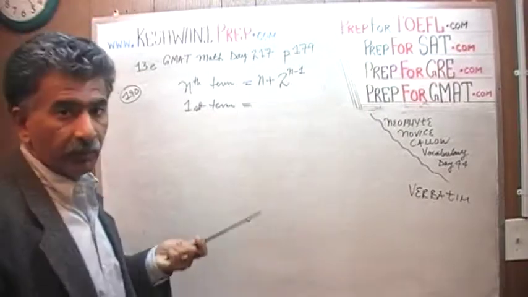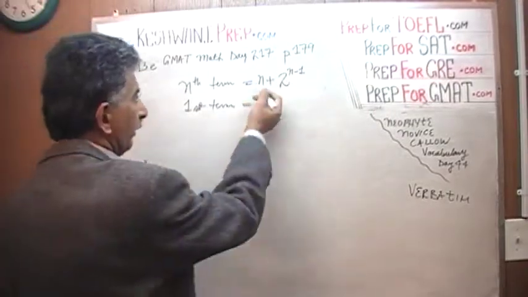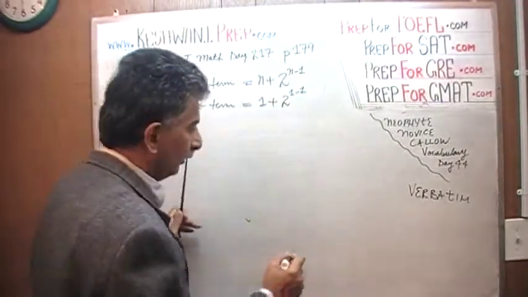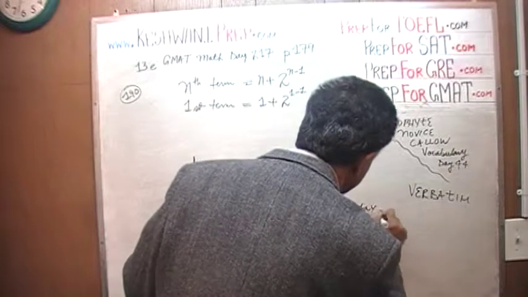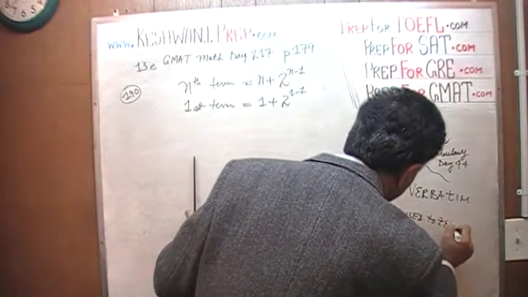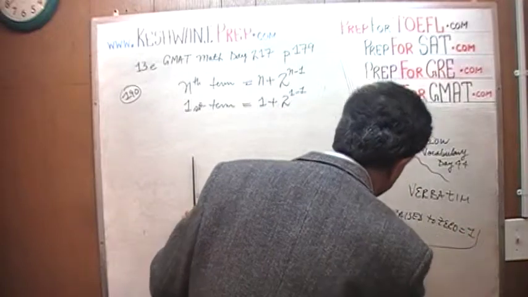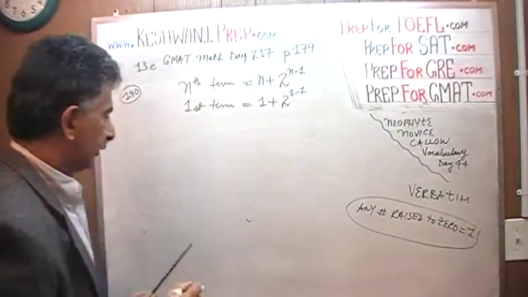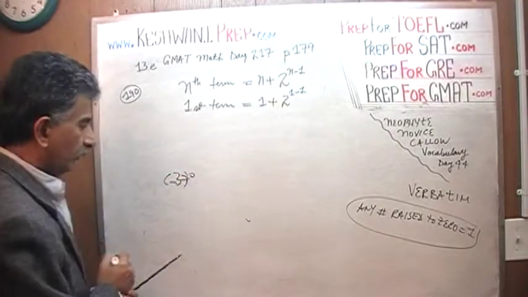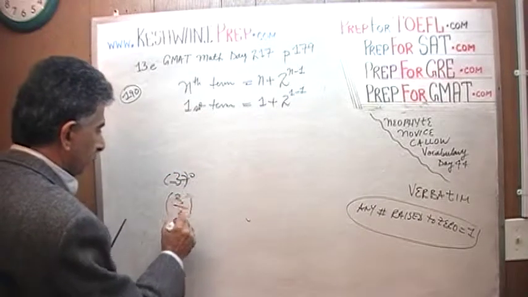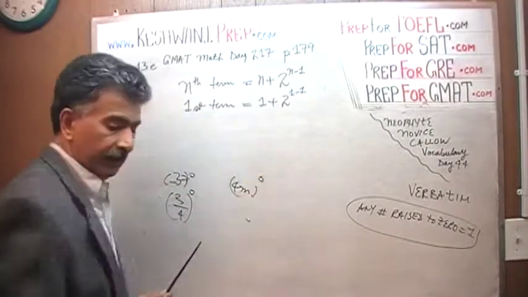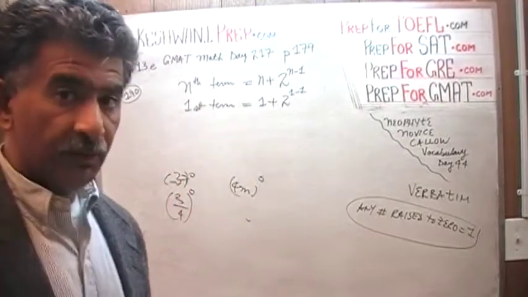So where n is, we're going to replace it with 1 because it's the first term. So n equals 1 plus 2 raised to 1 minus 1. 1 minus 1 is 0, and we know that any number raised to 0 equals 1. Any number, it doesn't matter what the number is. 37 raised to 0 is 1, negative 37 raised to 0 is 1, 3/4 raised to 0 is 1, 4 million raised to 0 is 1.